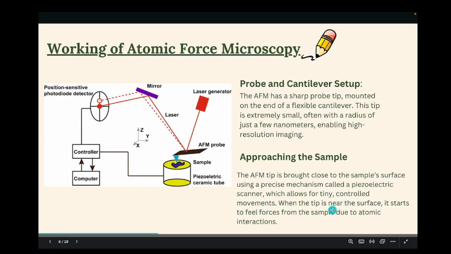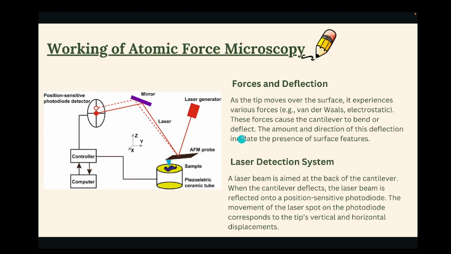When the tip is near the surface, it starts to feel forces from the sample due to the atomic interaction. See, here is the written atomic interaction. So the movement of the cantilever takes place due to the atomic interaction. The forces and deflection: as the tip moves over the surface, it experiences various forces, generally van der Waals forces and electrostatic forces. These forces cause the cantilever to bend or deflect. The amount and direction of this deflection indicates the presence of the surface.